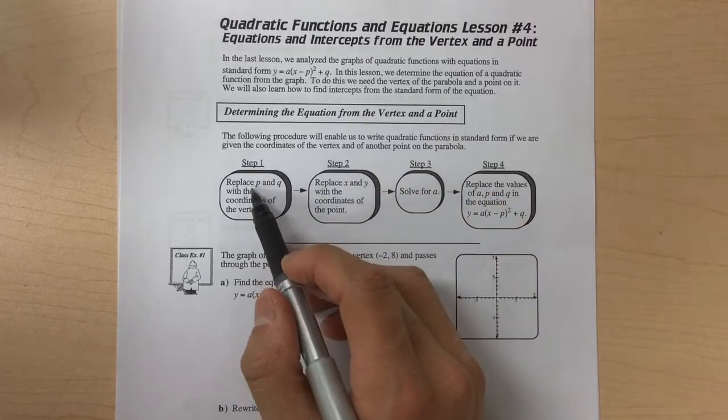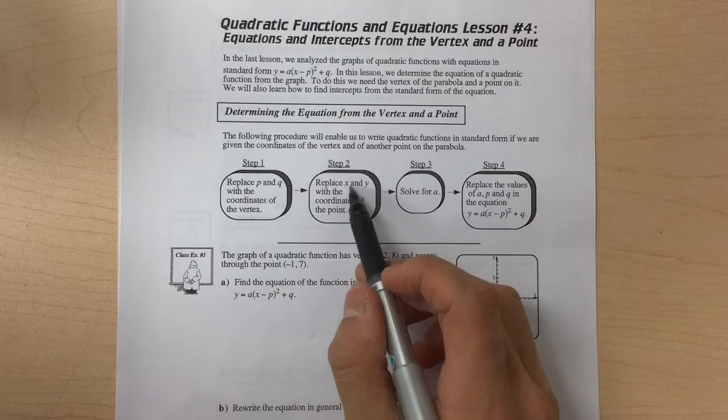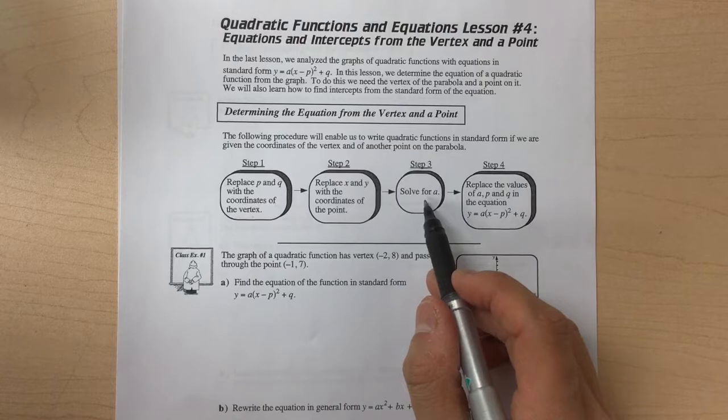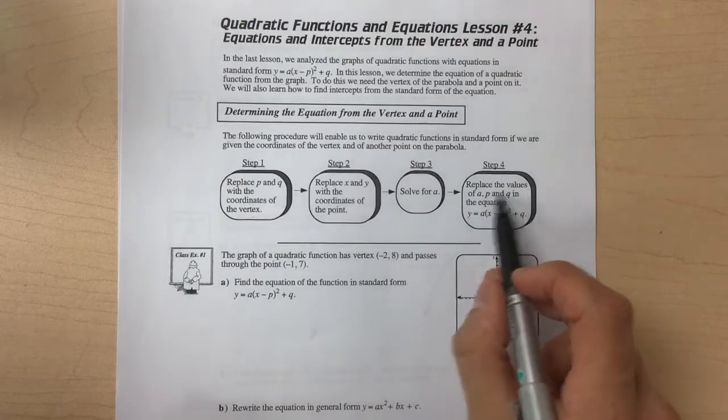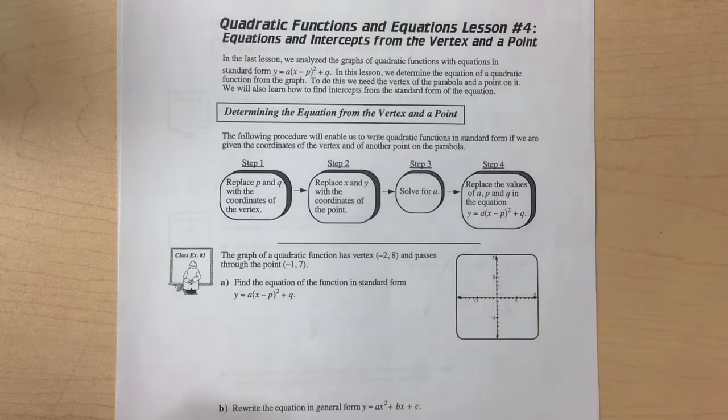So step 1, we're going to replace P and Q with the coordinates of the vertex. Step 2, replace X and Y with the coordinates of the point. Step 3, we'll solve for our A value. And then we'll plug all our values back into our equation. So I know that seems like a lot at this point, but let's see how we would get started here.